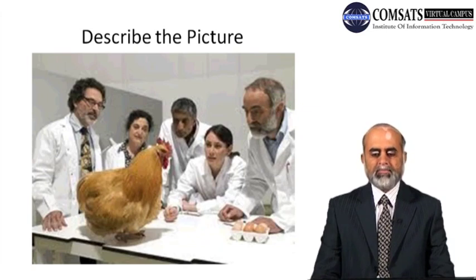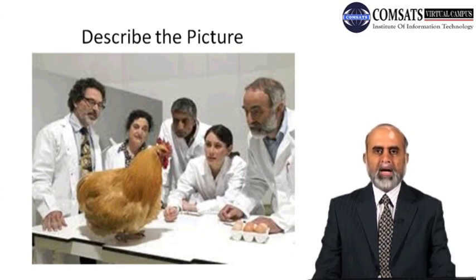or a rooster, and it is standing on the table, on a white table, and just next to it, in a tray, there are probably six eggs, and then there are three men and two women who are staring at the cock. All of them are looking at the cock quite observant. Some of these people are in their middle ages.